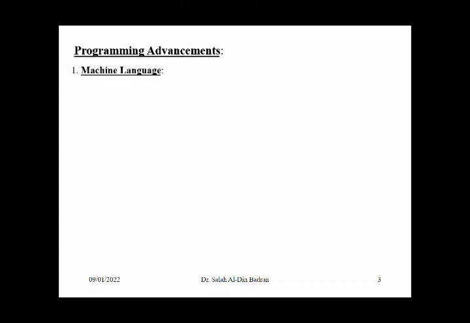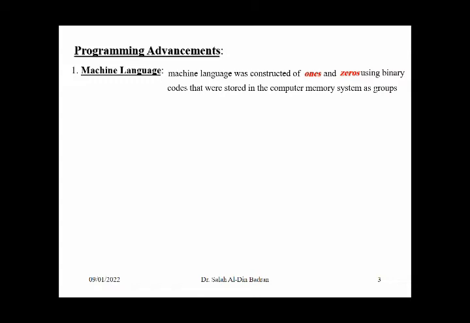Programming advancements, machine language. Machine language was constructed of ones and zeros, the binary digits that we explained in the previous slide, using binary codes that were stored in the computer memory system as groups of instructions called programs.